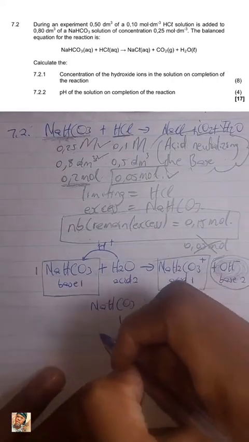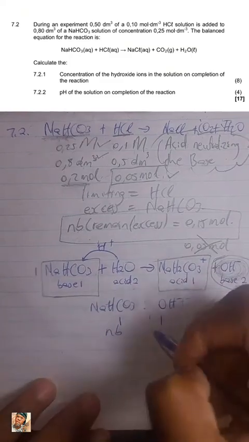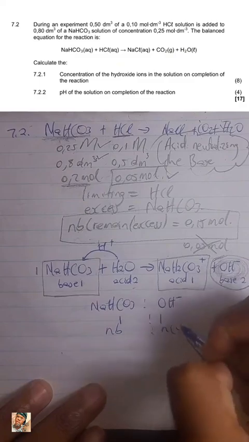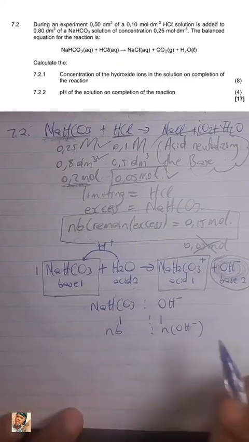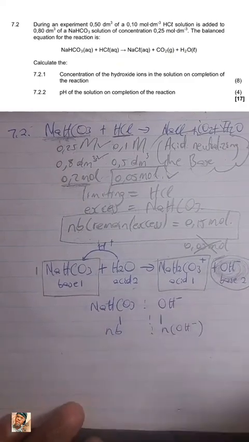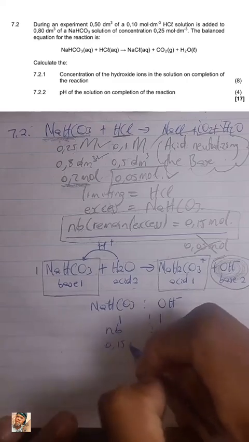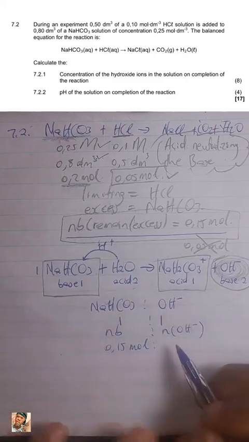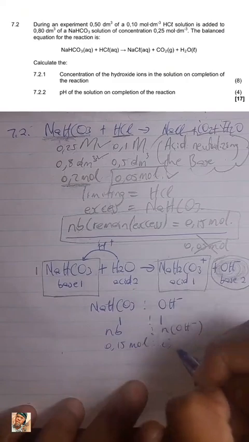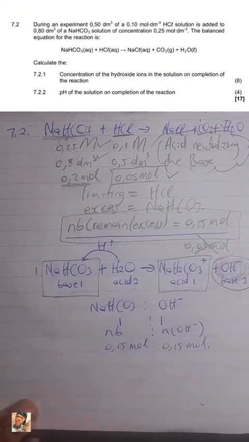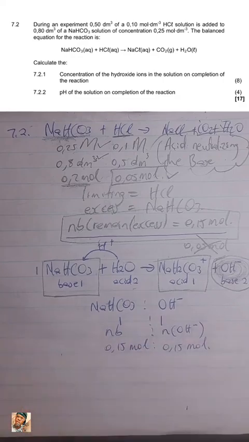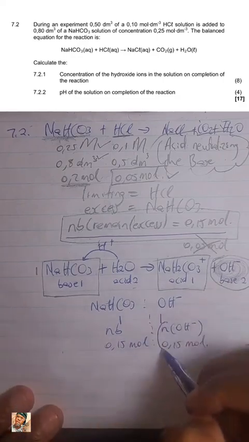That means the number of moles of the base that are remaining is going to be the same as the number of moles of the OH minus. Since we know that the number of moles of the base remaining is 0.15 moles, the number of moles of the hydroxide ion is also 0.15 moles, because the ratio is 1:1. What we're interested in is this.